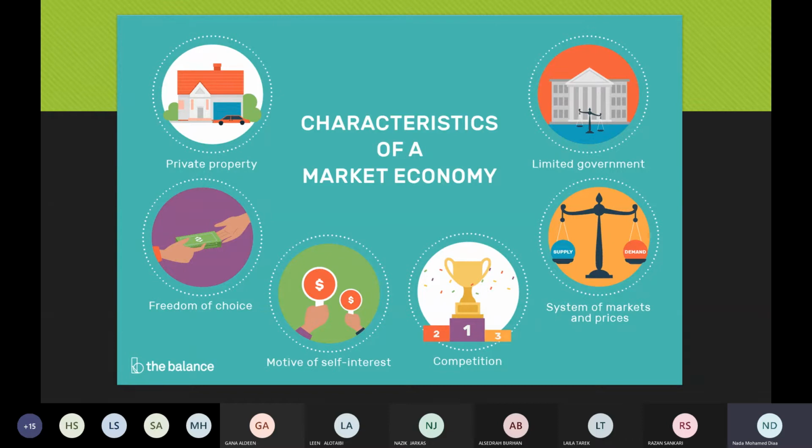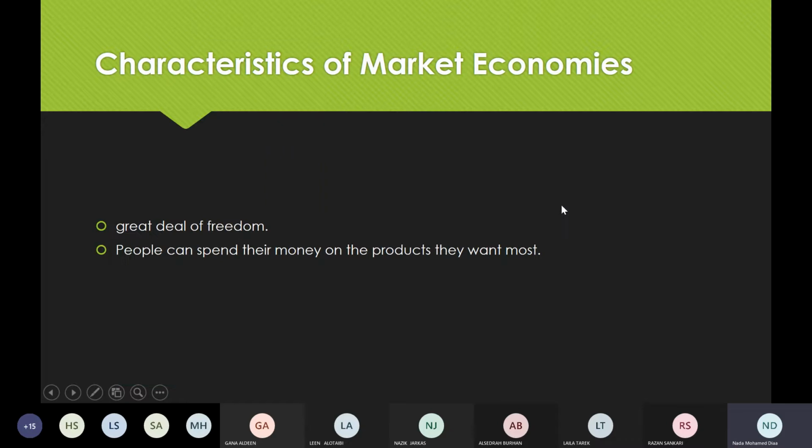Competition. I have to compete with others. I give my best in order to be the best, to gain more money. Limited government. The government doesn't interfere. The government doesn't interfere in ruling or in owning. It is limited interfering. Okay. What happens in market economy? Freedom. People can spend their money as long as they want.